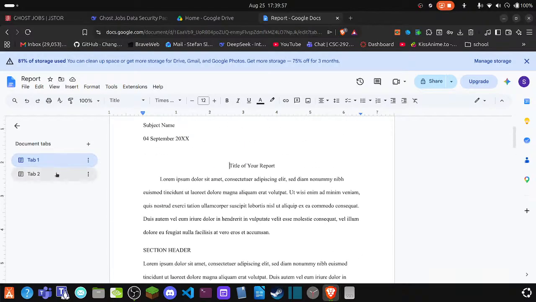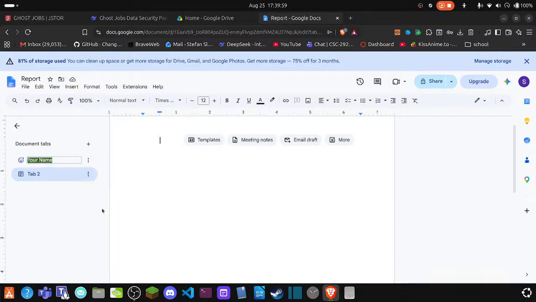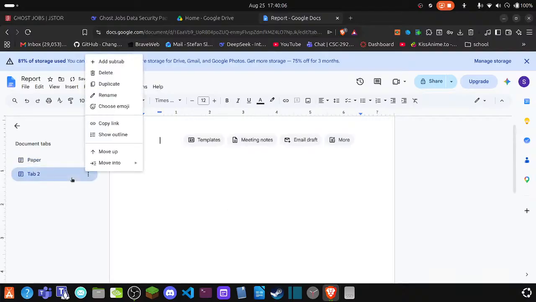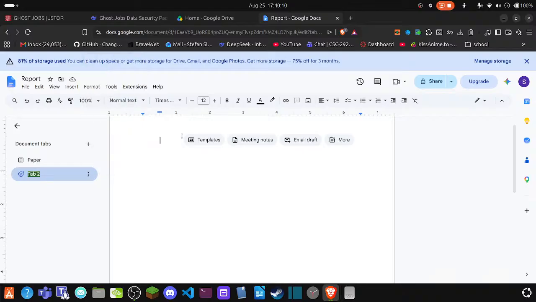Let me rename this to paper, and I'm gonna rename this to idea about paper. So this research paper is going to basically be about ghost jobs being a huge security risk.